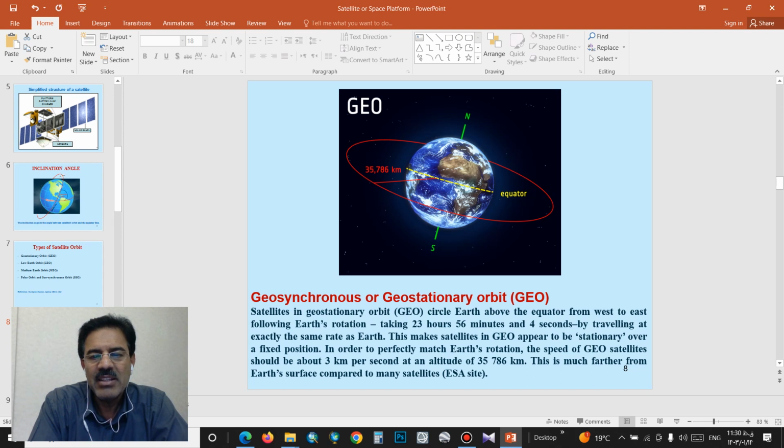This makes a satellite in GEO appear to be stationary or in a fixed position in order to perfectly match Earth's rotation. The speed of GEO satellites should be about 3 kilometers per second at an altitude of 35,786 kilometers. This is much farther from Earth's surface compared to many satellites.